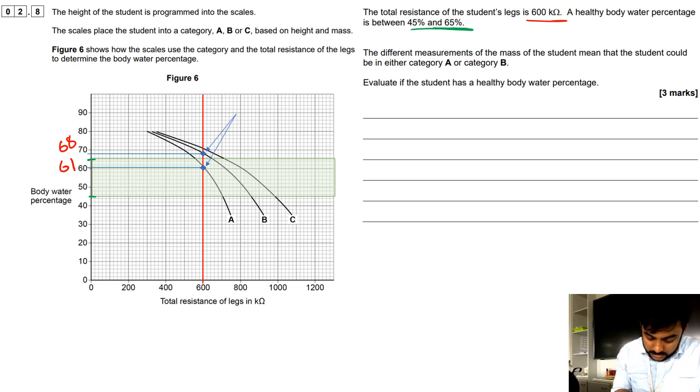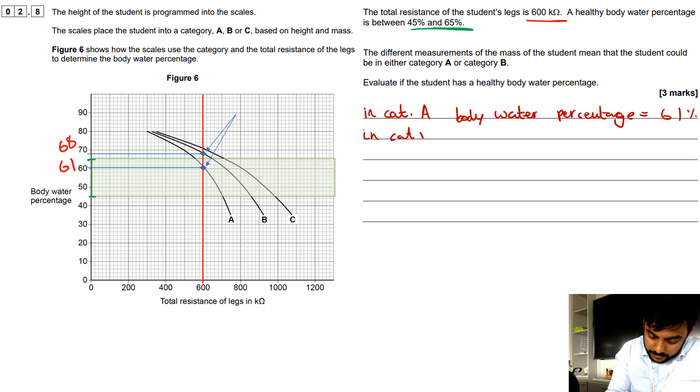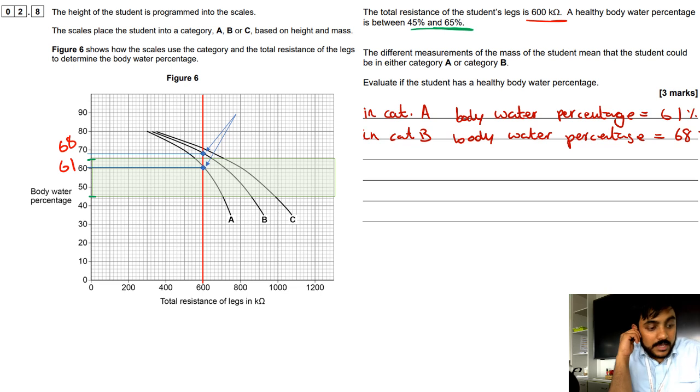Reading these values off, I can start answering my question. In category A, I'm going to put cat for that, category A, body water percentage equals 61%. In category B, body water percentage equals 68%. Now we can say what our conclusion is.